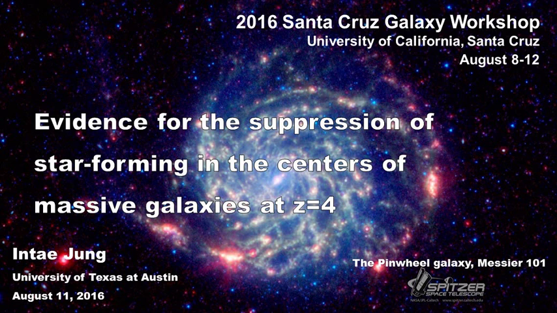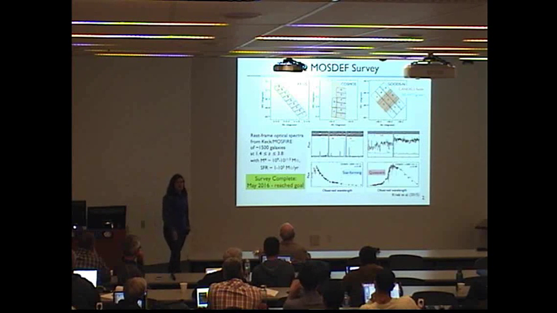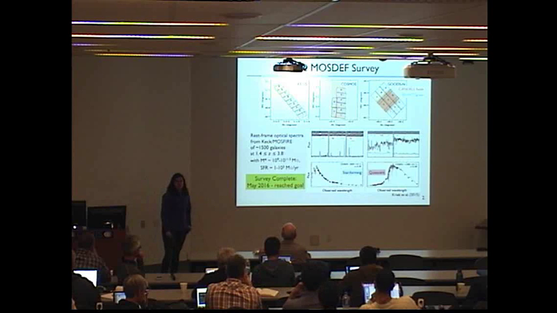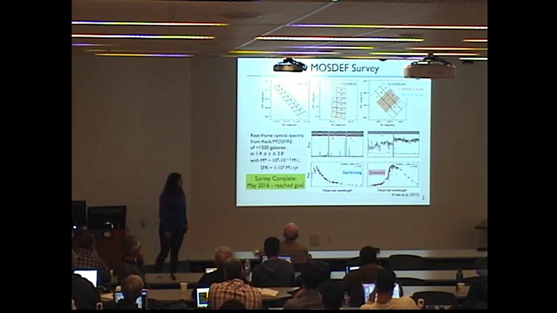Survey where the goal is to get rest-frame optical spectra for 1,500 galaxies, with masses ranging from 10^9.5 to 10^11.5 solar masses, and star formation rates anywhere between 1 to 1,000 solar masses per year. And actually, we are now complete. We did reach our target, and we have 1,500 galaxies.